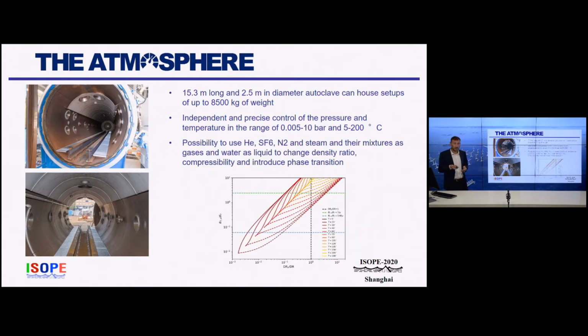We have the possibility to use different gases, so helium, SF6, nitrogen, and steam, and their mixtures as gases, and then water as liquid to change density ratio, compressibility, and to introduce phase transition. These things are, as I mentioned earlier, really important for the scaling of the impact loads and to better understand and give the input to improve the sloshing methodology. Here you can see the space that we can explore, the space of density ratios and compressibilities, as well as phase transition that we can explore in this facility.